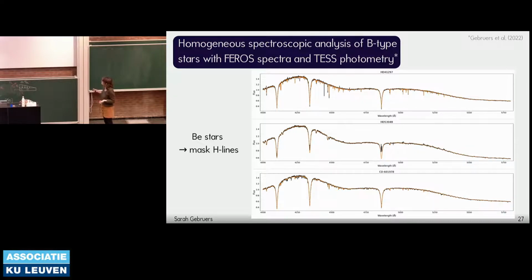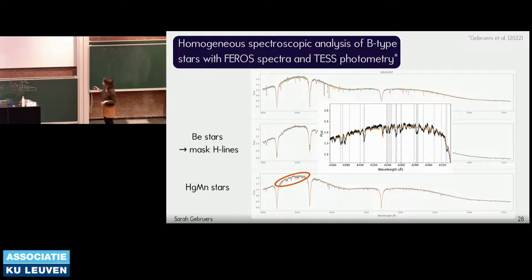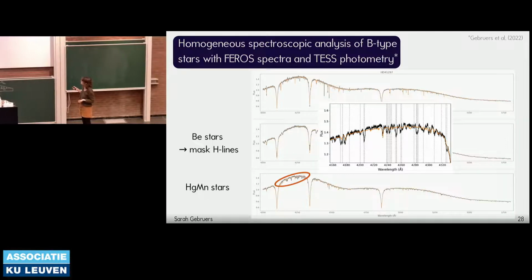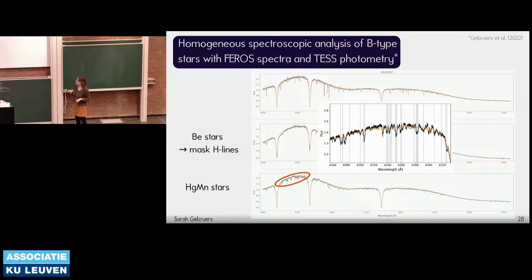And then here on the bottom, you see a fit that is not really good. Here, if I give you a zoom in, you can see that many of the lines are just not present in the synthetic spectrum. We actually found that these are chemically peculiar stars, so they have overabundances of mercury and manganese in them. We found 13 of them in the sample.